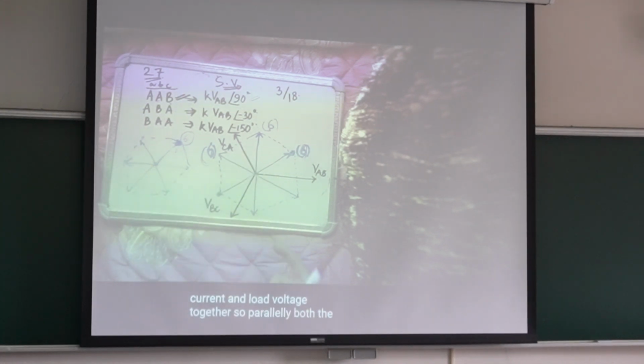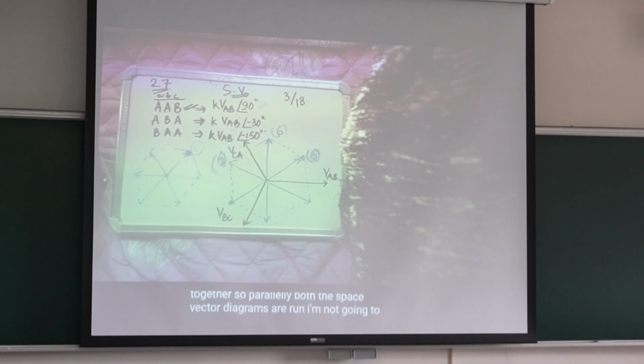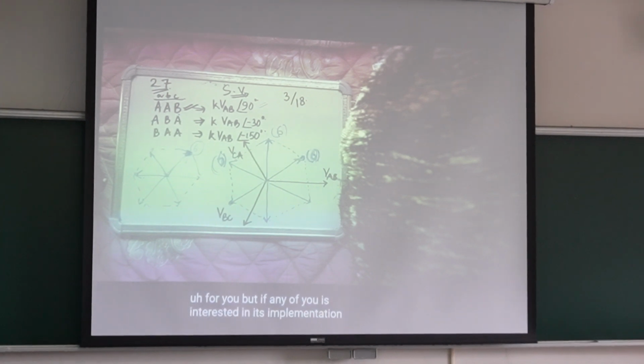So both the space vector diagrams run in parallel. I'm not going to go into detail on controlling the input current and output voltage together, because it will get too complicated. But if anyone is interested in the implementation, we can sit together and discuss how it is to be done.